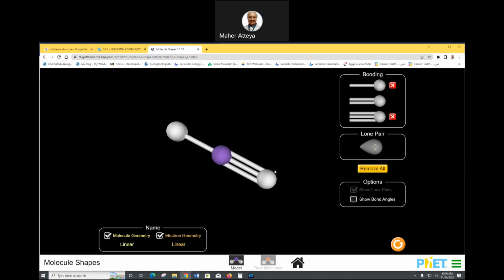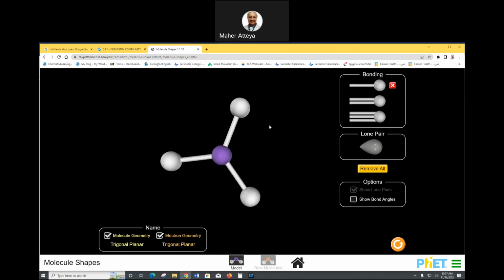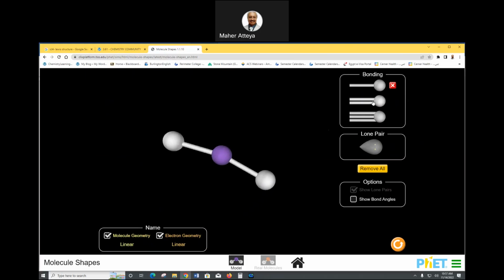How many regions do we have here? We have 2, correct? How many regions do we have here? 2. So let's go back and see if we can recall. Let's take this out and put this one here. How many regions do we have here? 2, correct? Add another one. How many groups? 3 single bonds, correct? So how many? 3. So if I take one of them out, I add 2.